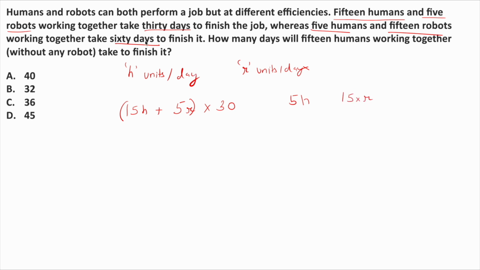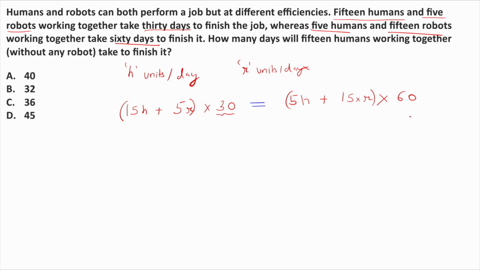And together they take 60 days to finish the job. So together they complete 5h plus 15r units of work daily. And like that they work for 60 days. 5h plus 15r multiplied by 60 is the total work done. Now we observe the fact that in both the cases the work done is absolutely same. So we equate these two units of work and we'll get the ratio of h and r in the process.